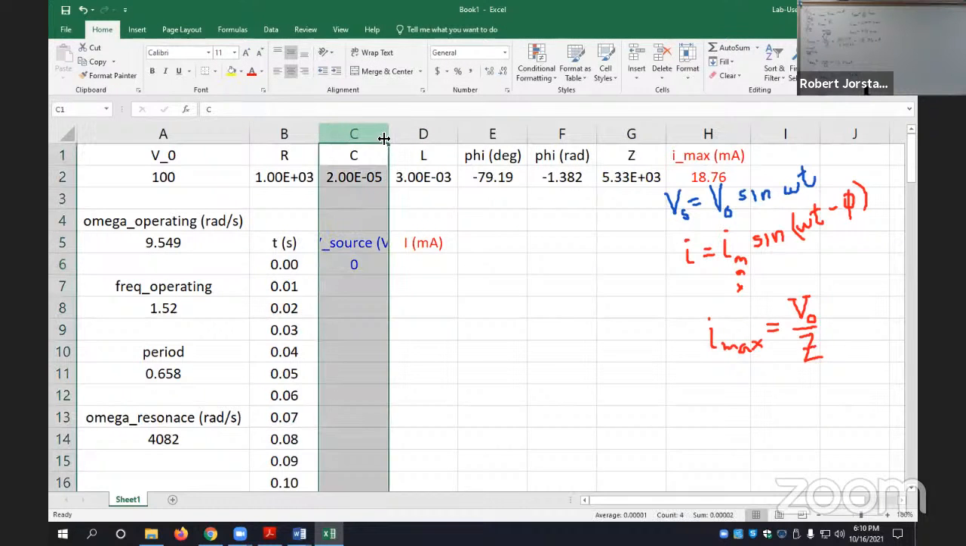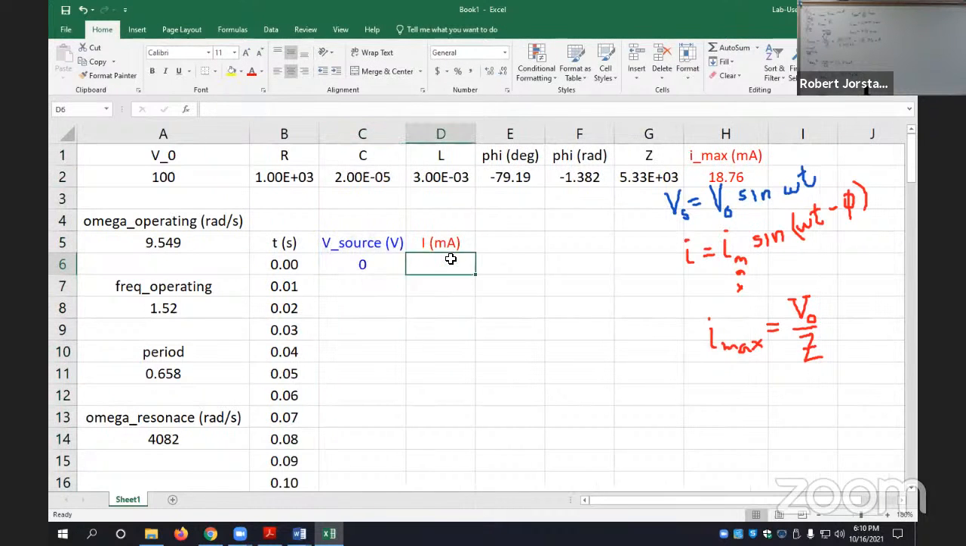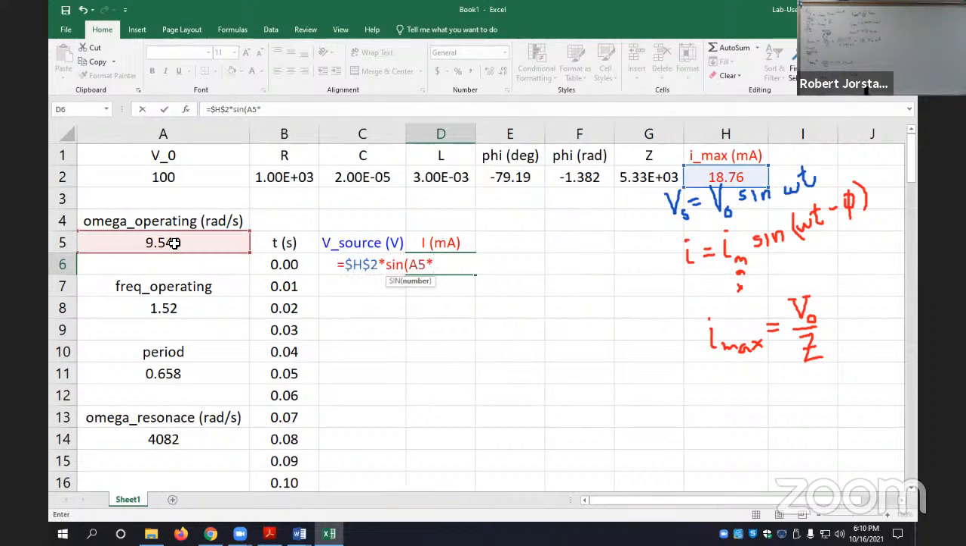This was equal to that number, that constant, times sine of operating frequency times B6, which is the time, minus the phase angle. And here we have to be careful. If I'm using radians in the omega, I need to use radians here, and Excel is using radians. So I'm going to use the phase angle in here. Notice minus a negative is going to be a positive number.